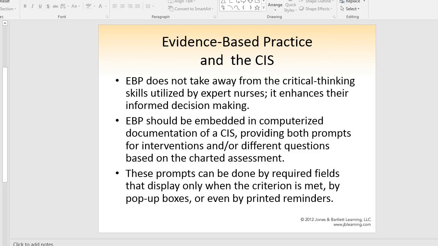So evidence-based practice doesn't take away from critical thinking skills. It enhances the way you make informed decisions. Evidence-based practice needs to be embedded in computerized documentation, providing both prompts for interventions and/or different questions based on the charted system. So, really great example for evidence-based practice.